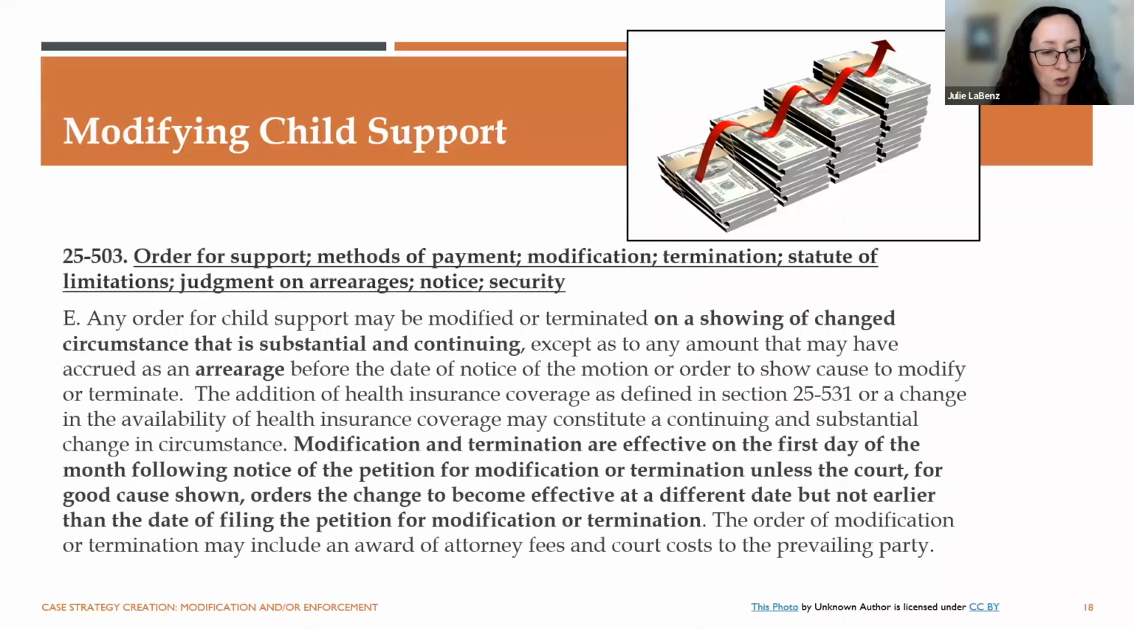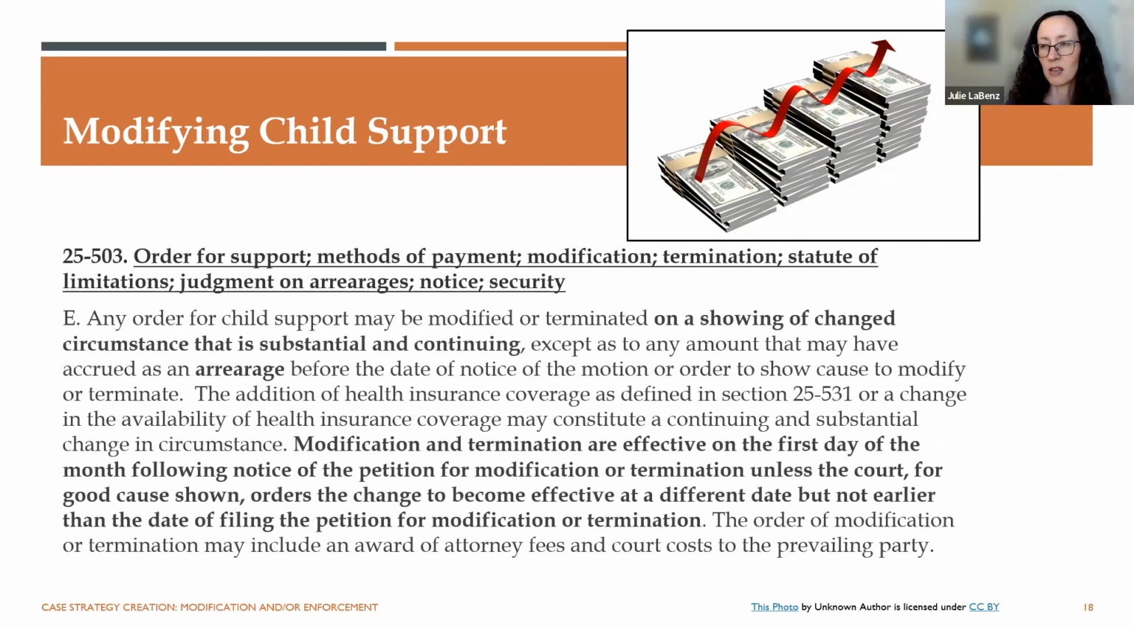Now, 25503 is about child support, and here's that same standard coming up again for a modification or a termination. You have to show a change in circumstances that is substantial and continuing. And then again, it goes into the question of, well, if we're going to modify child support, when does the new amount start? It's going to be effective on the first day of the month following notice of the petition for modification or termination, unless the court for good cause shown orders the change to become effective at a different date, but not earlier than the date of filing the petition.